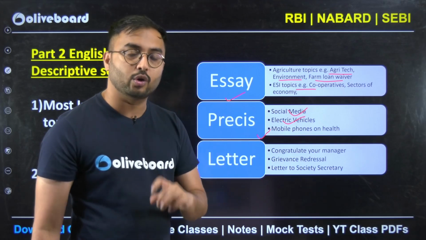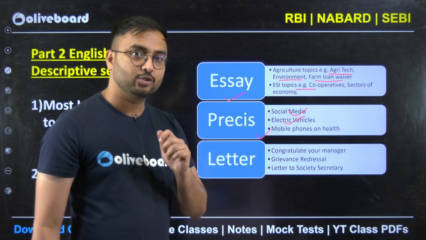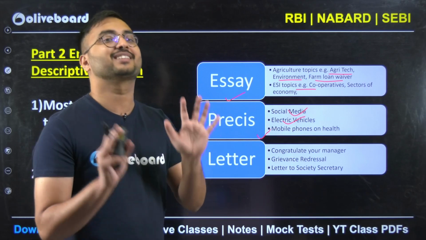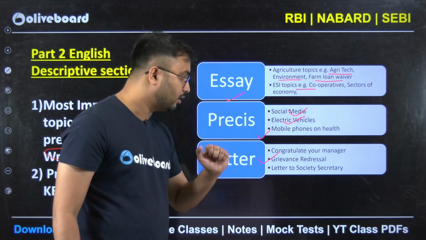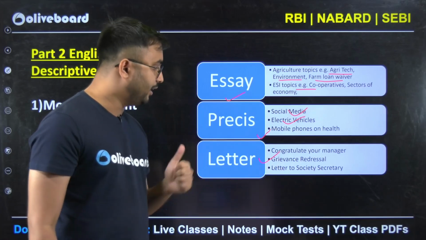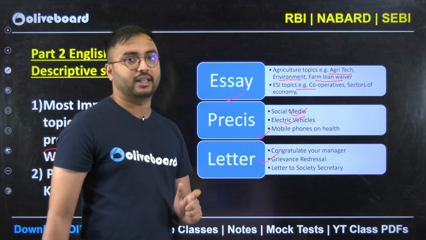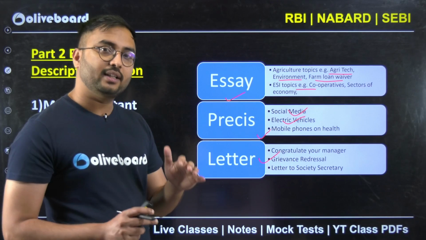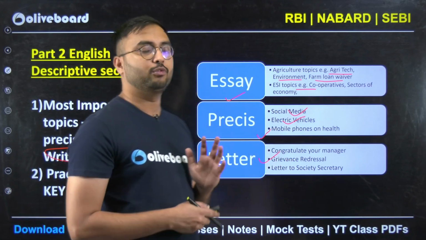And in 2024, the hot topic is AI. So there may be a précis on AI. I'm just saying. Next, letter. Congratulating your manager, grievance redressal, and letter to the society secretary. So earlier the letters were very informal. Now they have become formal.